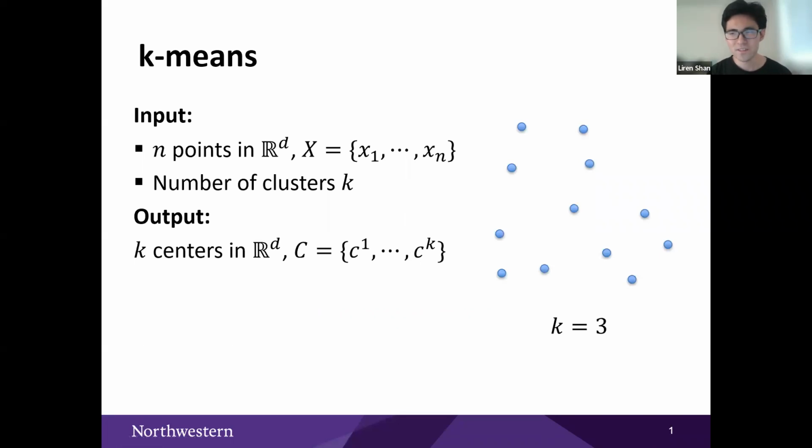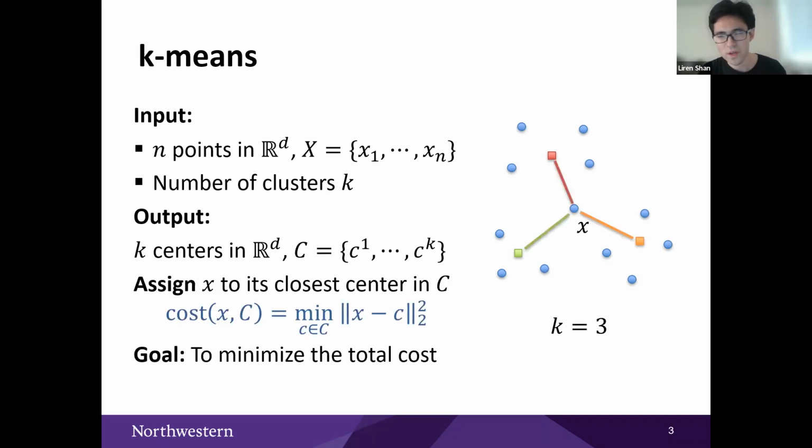First, let's talk about the classic K-means clustering problem. For this problem, we are given a set of n points x in d-dimensional Euclidean space and the number of clusters k. Then we need to choose a set of k centers C and create a k-clustering based on these centers. We assign each point x to its closest center in the center set C. Let the cost for this point x be the squared distance from x to its closest center. Then our goal is to find a set of k centers to minimize the total cost.